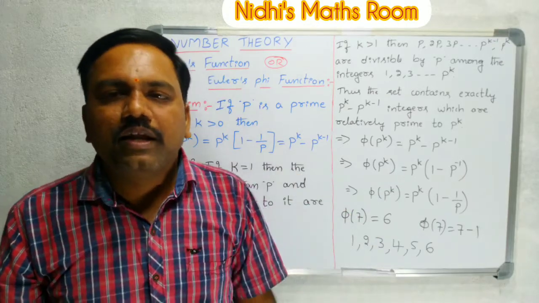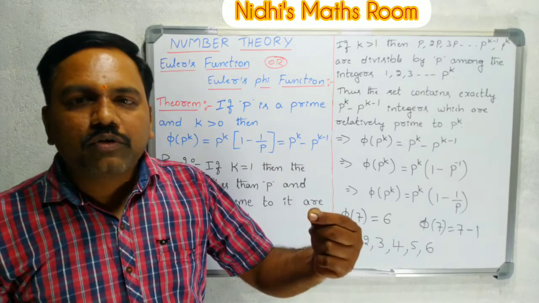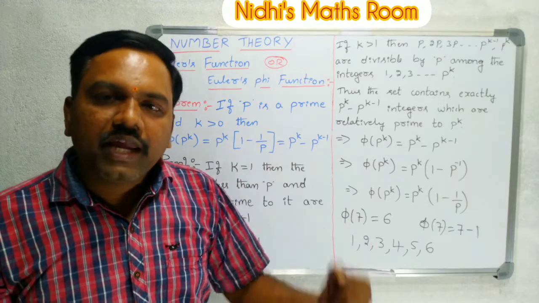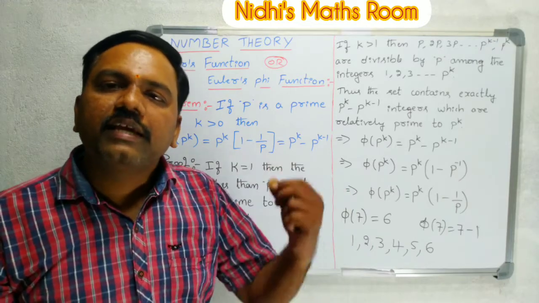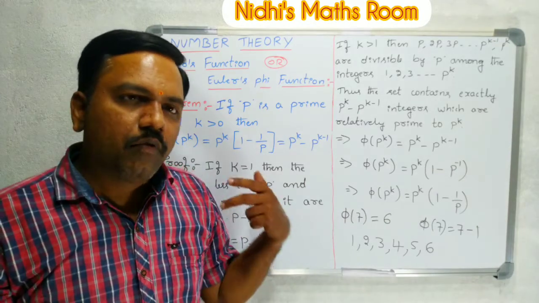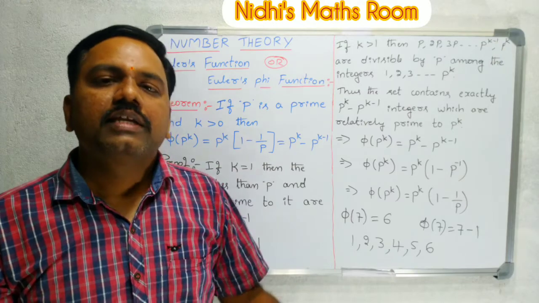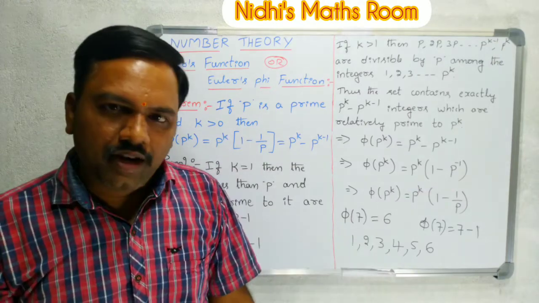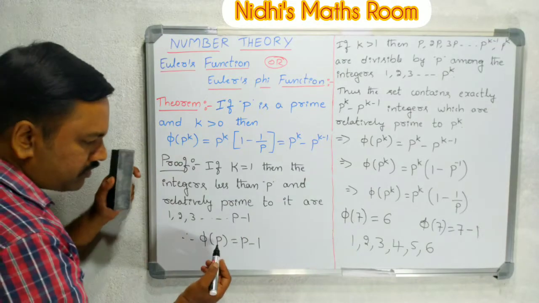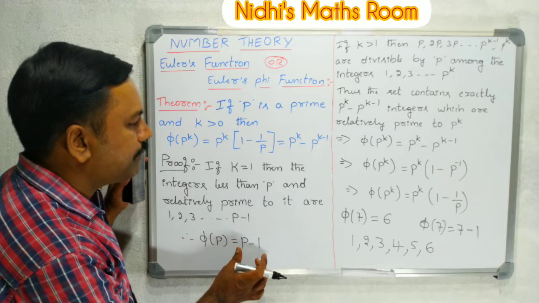Now for example, you can take 11, and check it yourself. For 11 also, 1, 2, 3, 4, 5, 6, 7, 8, 9, 10, they are all relatively prime with 11. Because among the numbers from 1 to 10, except 1, none of them divides 11. Is it clear what I am saying? So suppose p is prime, then φ of p can be written as p minus 1.